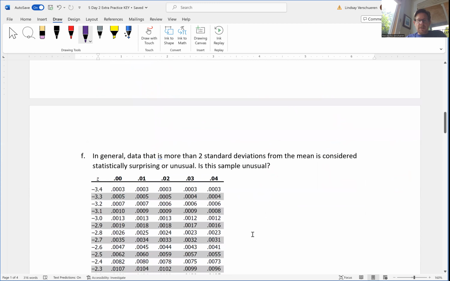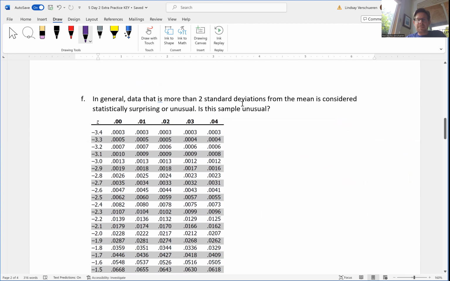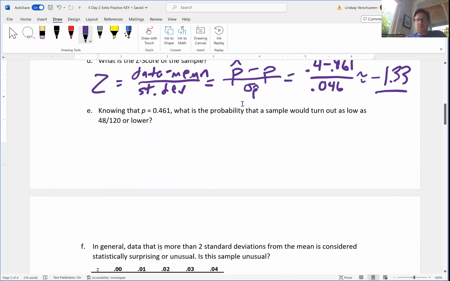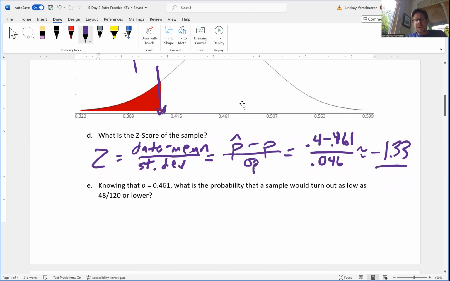So the last question says, in general, data that is more than 2 standard deviations from the mean is considered statistically surprising or unusual. Is this sample unusual? Well, the first way to answer this would be to say no, it's not, because it's within 2 standard deviations from the mean. So that's to be expected.